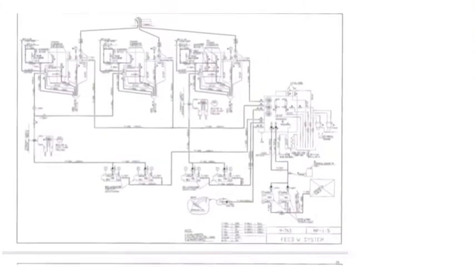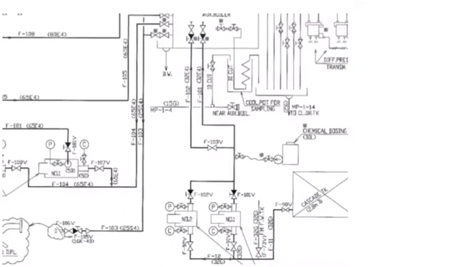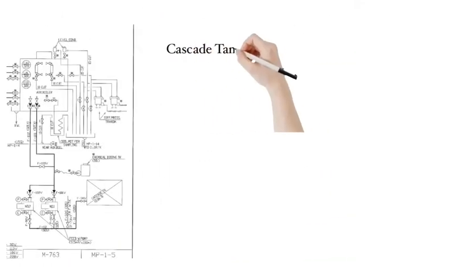So guys, we have the feed water system diagram here. Let's zoom out to find the cascade tank to auxiliary boiler diagram. This is the diagram of cascade tank to auxiliary boiler.